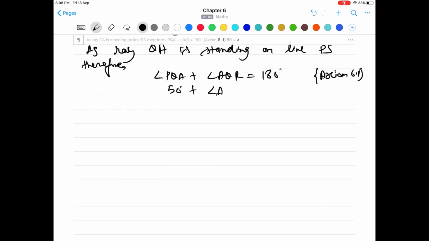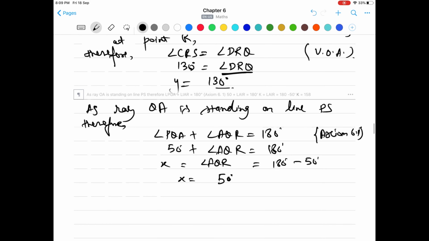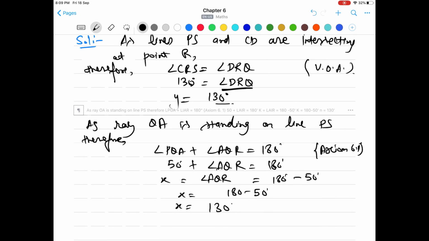and we have to find angle AQR. Angle AQR, which is also given as x, is equal to 180 degrees minus 50 degrees, and x is equal to 130 degrees. Now you can see from here that this angle y and angle x are equal, both are of 130 degrees.